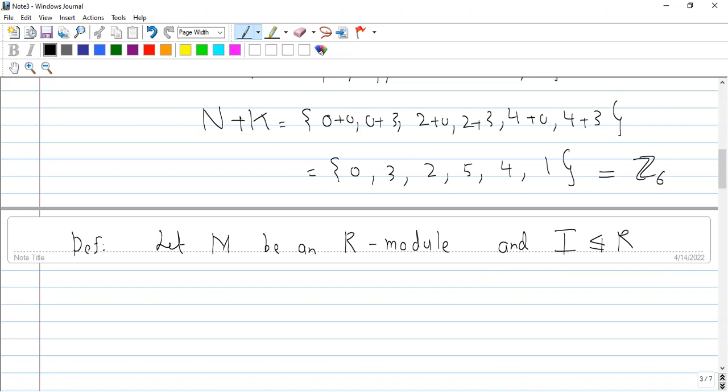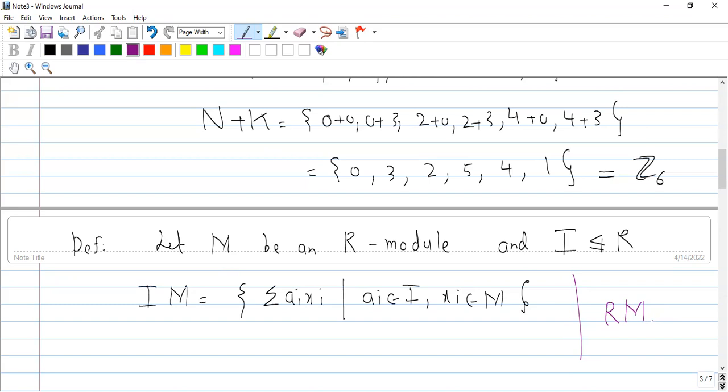It is defined in this way: IM contains elements which are in the form of summation of a_i x_i, where a_i is an element of I and x_i is an element of M. In general, you know that if M is an R module, so अगर मैं R के elements को M से multiply करवाऊंगा, so again I will get an element of M by multiplying an element of R with M. In general, this thing is equal to M.